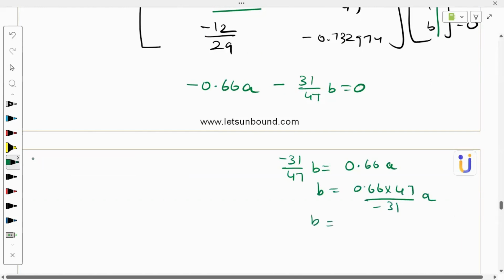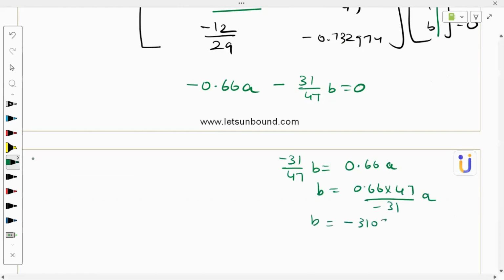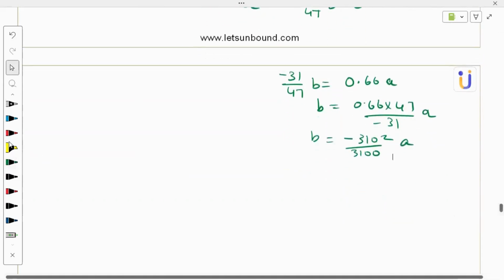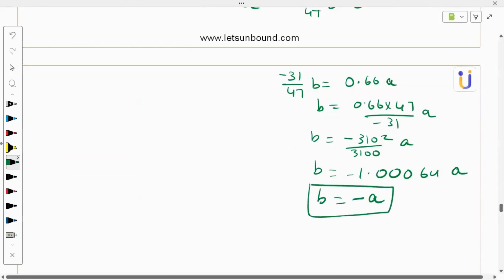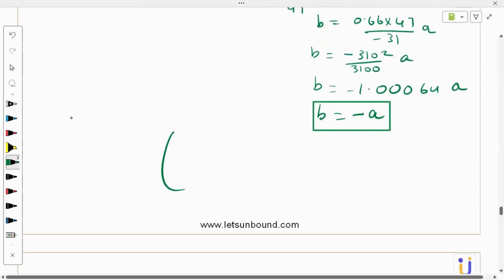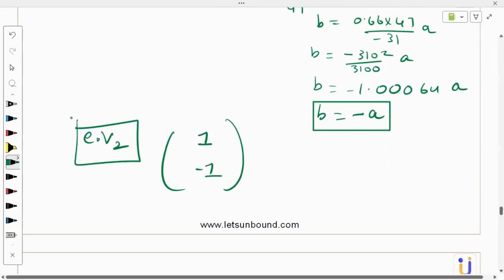And when I solve this, I will get it around minus 3102 by 3100 a, which can be simplified as minus 1.00064a. This I can just take as approximately 1. And we got my A is 1, which means my B is minus 1. This is the second eigenvector when lambda is negative 0.07.